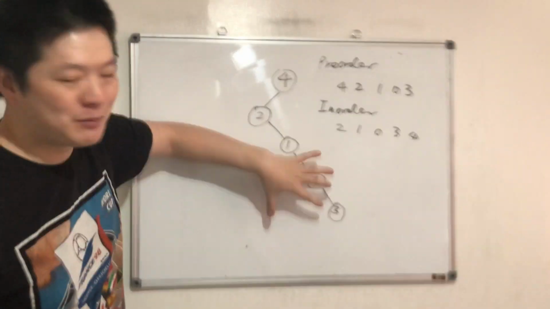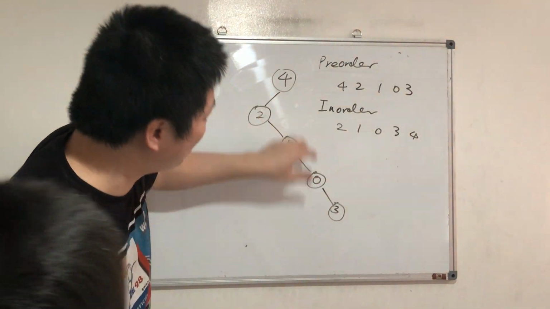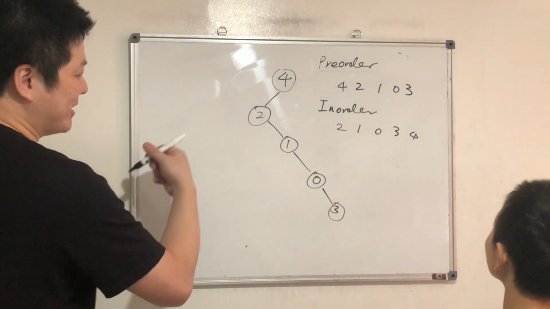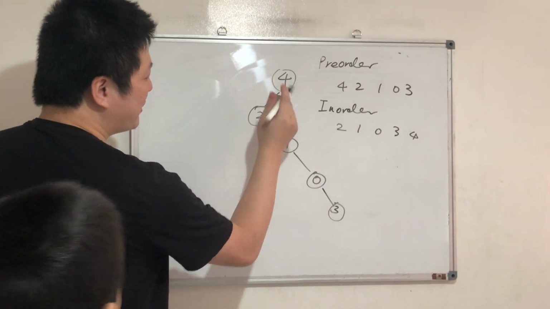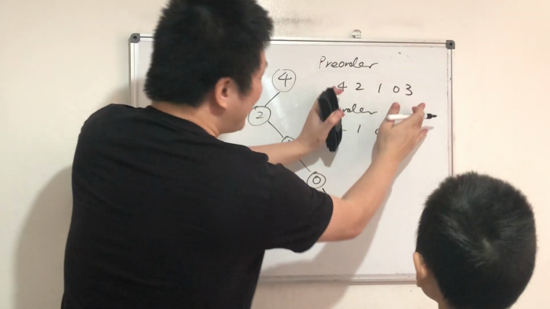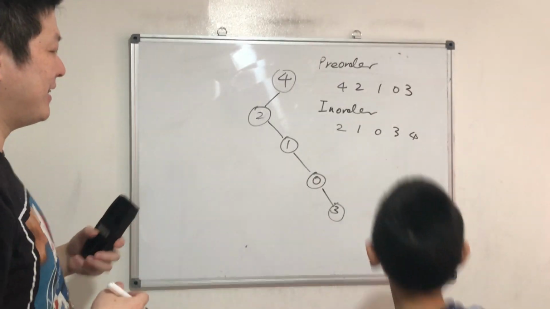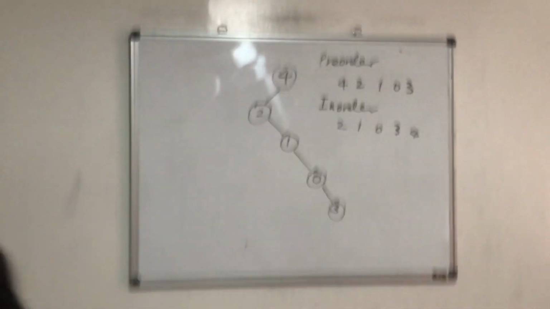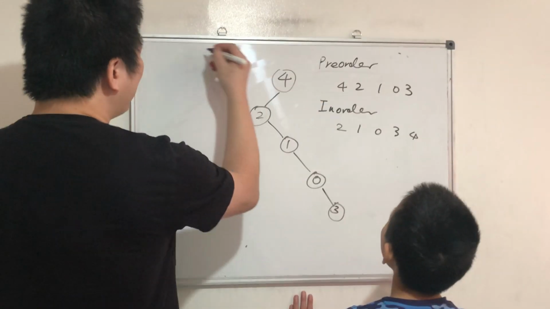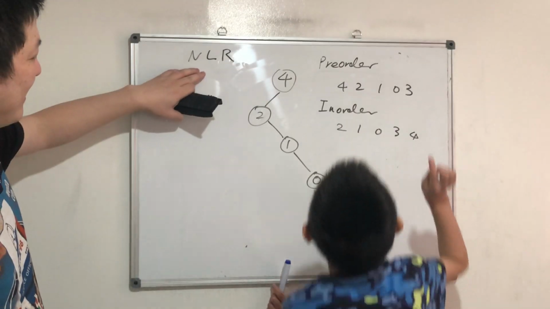How about we don't know this binary tree, but are given these two lists? This is thinking backwards, right? We were given the binary tree and knew the pre-order and in-order, but now we are given these, how do we build this tree? Pre-order is node, left, right. So what does it mean? You put the root first, which is 4.